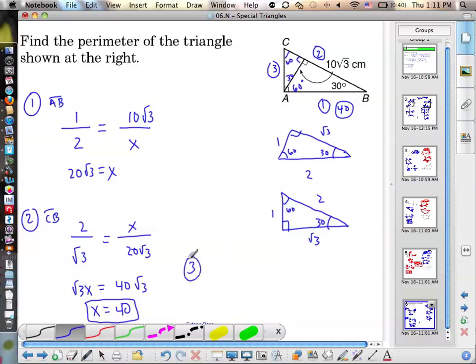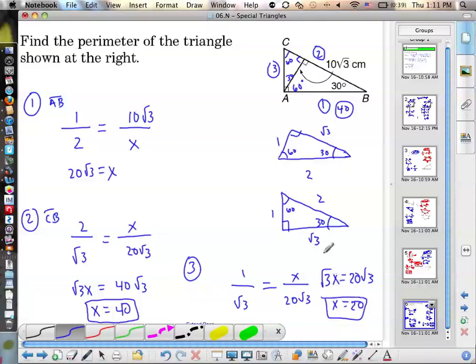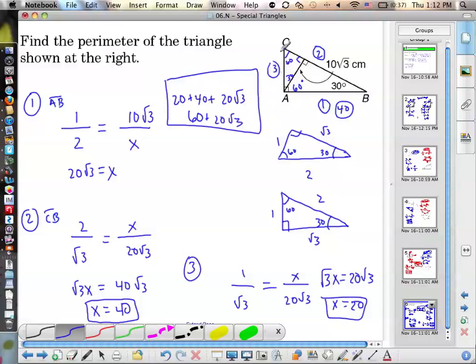And then side 3, we'll solve for this one right here. So we'll say, here's a ratio. 1 is to x, as root 3 is to 20 root 3. So we have, let's see here, root 3 times x is the same as 20 root 3, so x equals 20. And that should be all the sides, so then the perimeter is 20 plus 40 plus 20 root 3, I believe, which is 60 plus 20 root 3. And there you go.